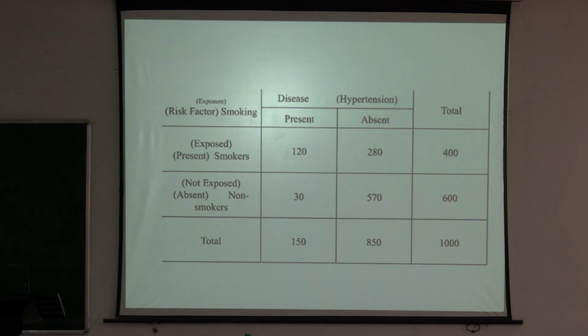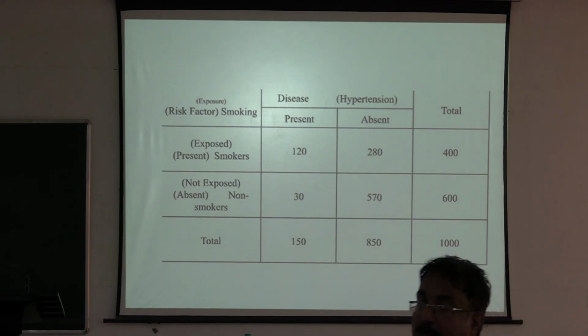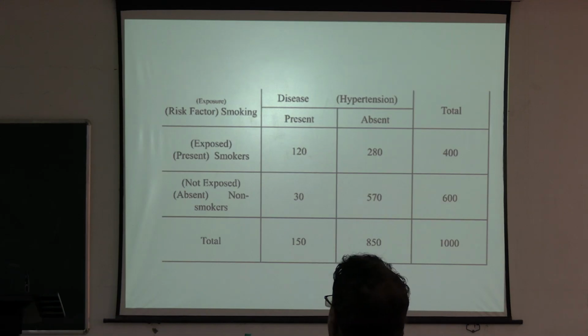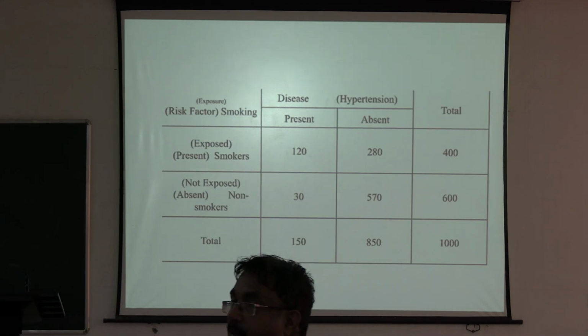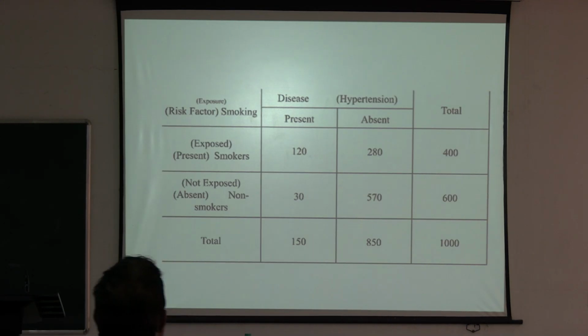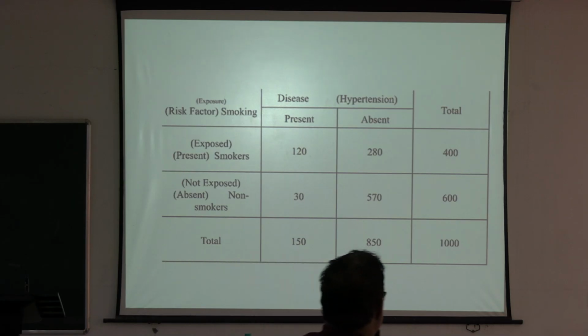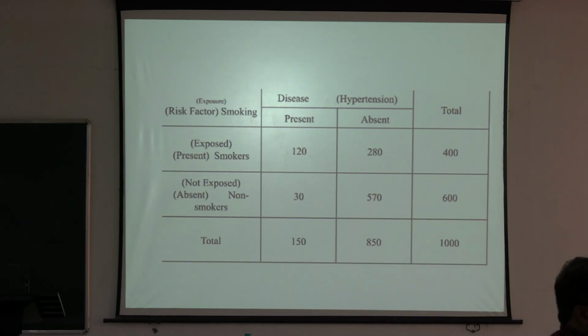In total, how many people is hypertension absent? 850. And among them, how many are smokers without hypertension? They smoke, but they don't have hypertension. How many of them? 280. And those who have not smoked and do not have hypertension, how many are there? 570. So is this clear?